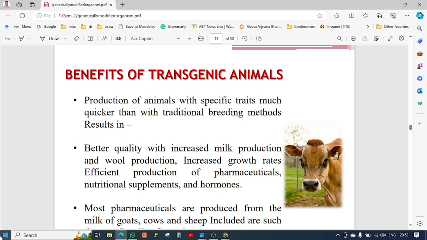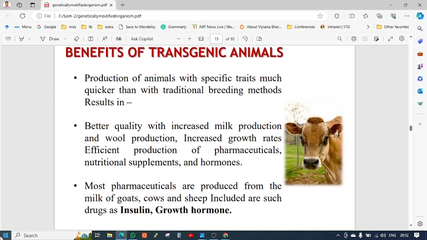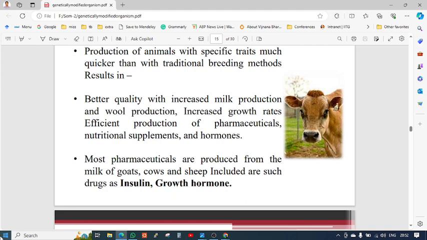You can also say it is the production of animals with specific traits quicker than traditional breeding methods. That means they grow easily in restricted environments and give better performance, better quality, increased milk production, wool production in sheep, milk production in cows and buffaloes, increased growth rate, and efficient production of pharmaceuticals, nutrient supplements and hormones. We are utilizing synthetic biology to modify different kinds of animals.